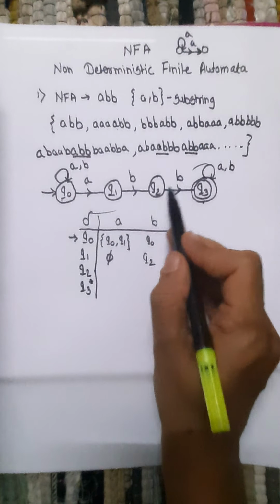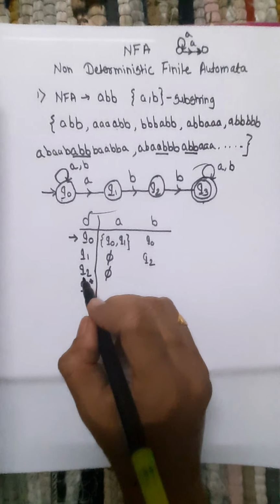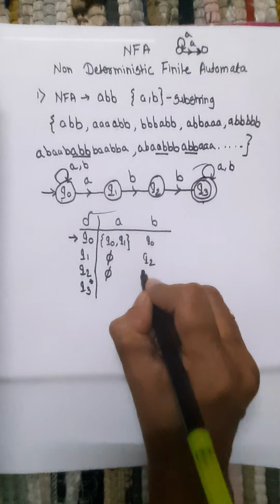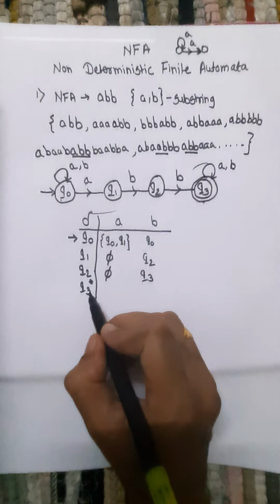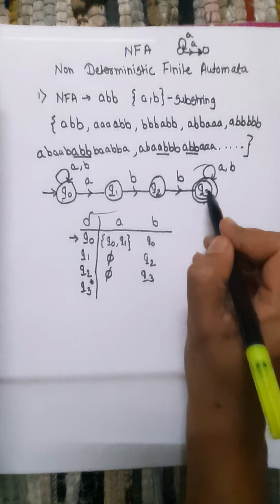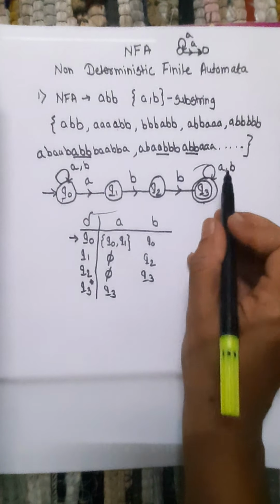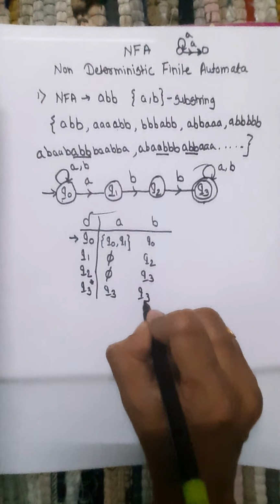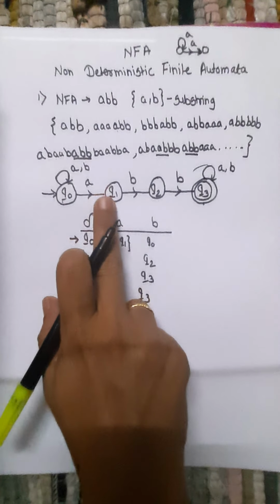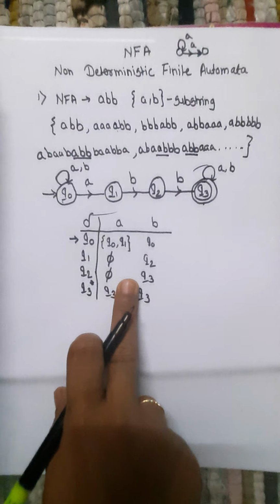Q2 on A, same here, there is no arrow from Q2. So we are putting phi. Q2 on B, it is going towards Q3. So we are writing Q3. Q3 on A, it is a self loop. So destination is what? Q3 itself. So writing here Q3. And Q3 on B, again it is going towards Q3 only. So students, you can see this is an NFA. From this NFA we draw the state transition table.